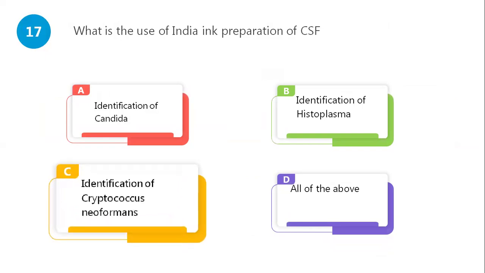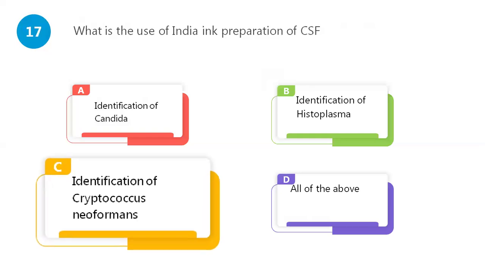Here the right answer is option C, identification of Cryptococcus neoformans. India ink preparation helps to identify the capsule. Cryptococcus neoformans causes cryptococcal meningitis, and in case of meningitis we collect the CSF sample. To identify it, we generally go for India ink staining, where we identify the capsule, which appears as a clear halo structure.